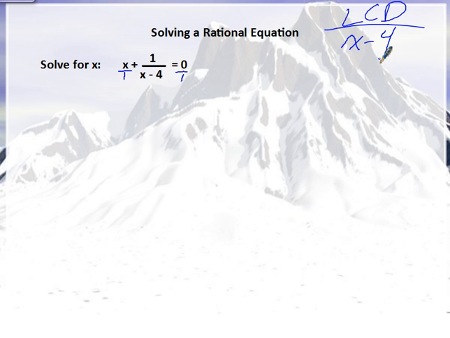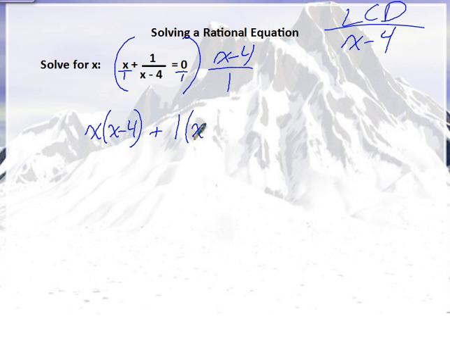So that's all there is. So what I'm going to do is multiply this entire rational equation by x minus 4 over 1. So I'm going to multiply the entire thing by the LCD. So what I'm going to get is x times x minus 4 plus 1 times x minus 4 over x minus 4 equals 0 times x minus 4.